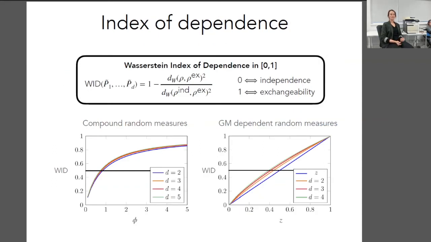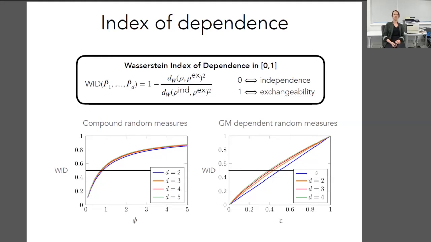And thanks to this maximization result, we were then able to create a Wasserstein index of dependence between 0 and 1, which was our final goal since the beginning. And this Wasserstein index of dependence enjoys some very nice properties. First of all, it measures dependence for an arbitrary number of random probabilities. And moreover, it is equal to 0 if and only if the corresponding random variables are independent among different groups, whereas it is equal to 1 if and only if the observations are fully exchangeable.